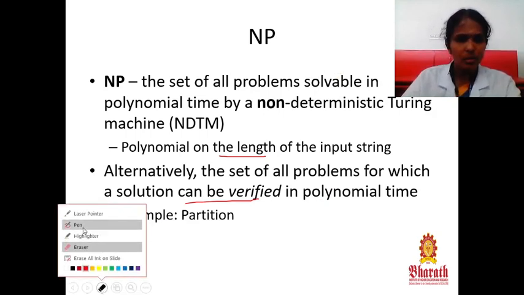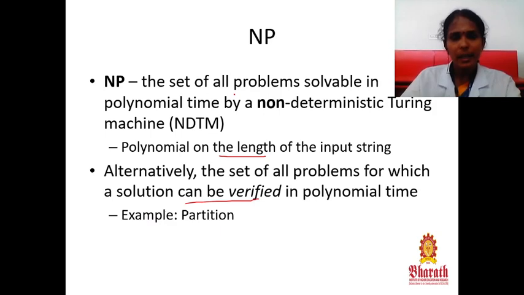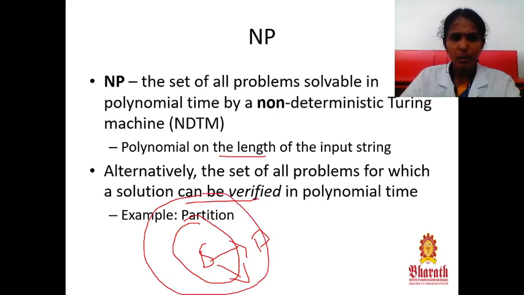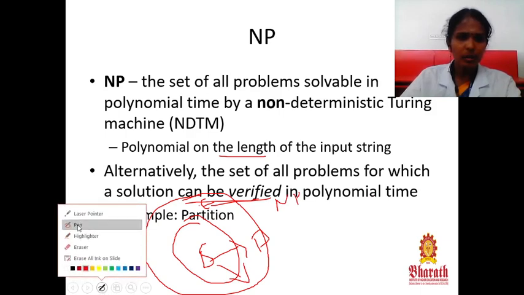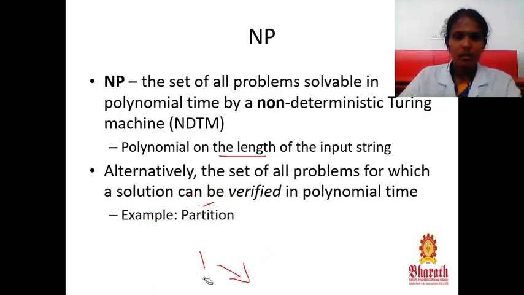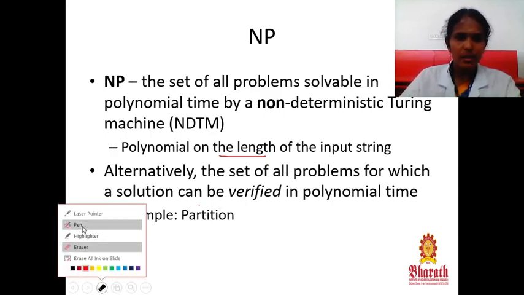Okay, next one. What is the difference between P and NP? If a problem is small, I can say it is a P class. If the problem is somewhat tough or somewhat hard, meaning a large problem that enlarges the solution, we can say it is NP. So when the problem is small, I can say it is a P class. When the problem is large, I can say it is NP.